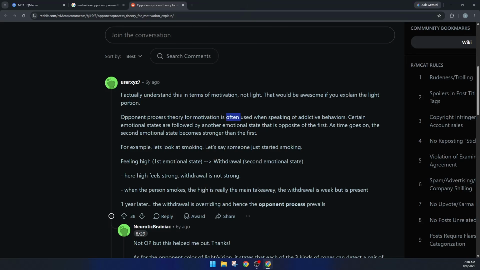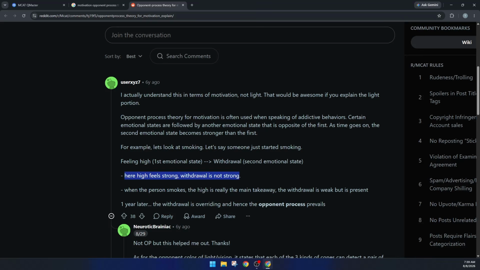"And yes, it's often used when speaking of addictive behaviors. Certain emotional states are followed by another emotional state that is opposite of the first. As time goes on, the second emotional state becomes stronger than the first. For example, look at smoking. Let's say you just started to smoke. Feeling high is a first emotional state, so feeling good. And then you get withdrawal, which is the second one, and that's the opposite one. So here, the high feels very strong, but the withdrawal is not strong. So when the person smokes, the high is really the takeaway."